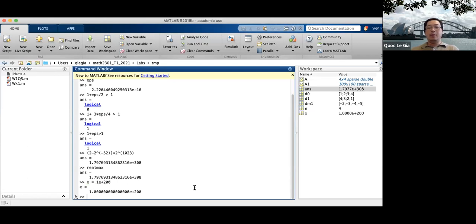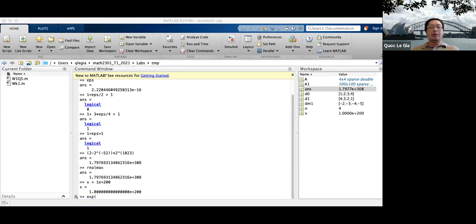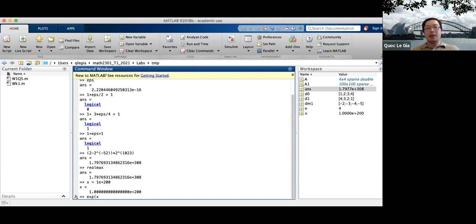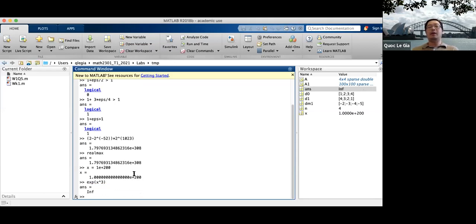If you take this number and take the exponent, well, actually x cubed, then you see that it will be bigger than realmax, right? Because you raise it to the power, you get a power of 600 already. So it's bigger than this number, and when you put it in, it just gives you infinity. So MATLAB reserves the keyword infinity for something bigger than realmax. Everything is clear, yeah?